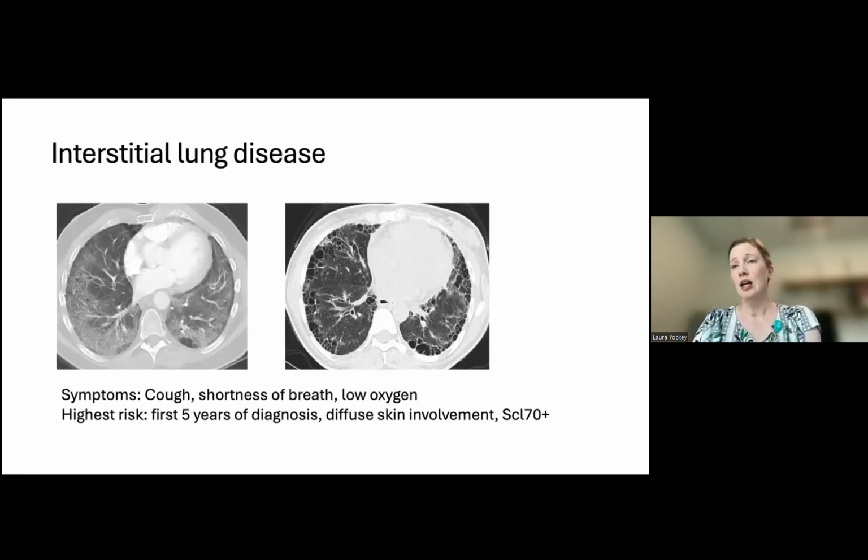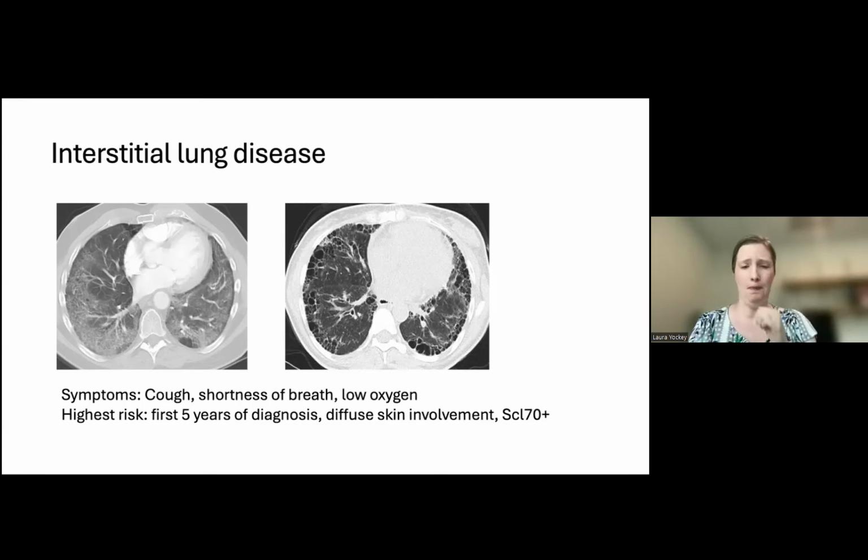And then next, another common manifestation of scleroderma is interstitial lung disease. Patients may present with cough, shortness of breath, low oxygen. Again, it's variable how patients can be affected. Some patients can have findings on imaging that never really progress, and some patients can have really severe disease that progresses and really affects their functioning.